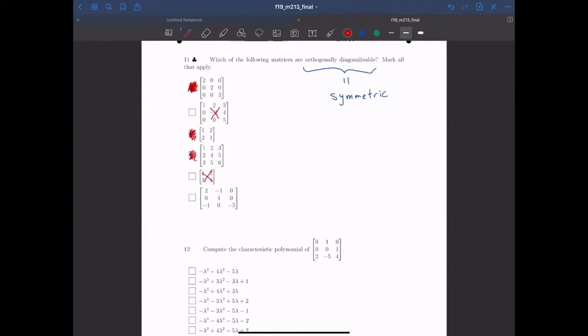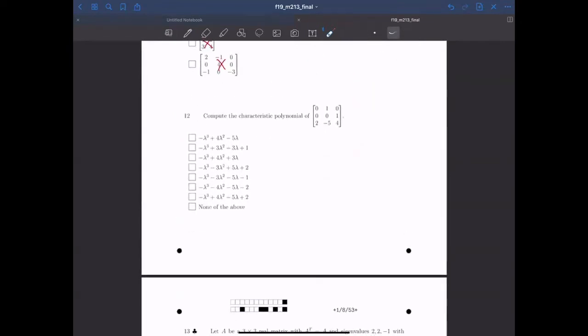So remember, we're looking at the matrix and we want to check whether the transpose is equal to the matrix itself. Any questions on that one? Okay, that's a classic question. Really, it just comes down to, do you remember the fact that orthogonal diagonalizability is the same thing as the matrix being symmetric?